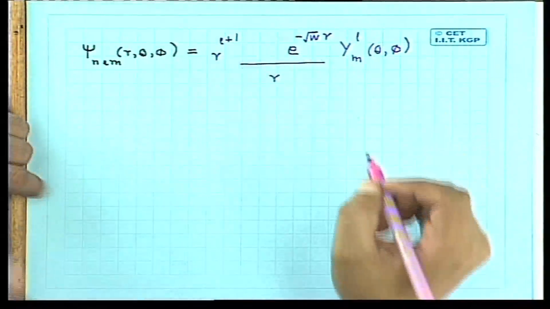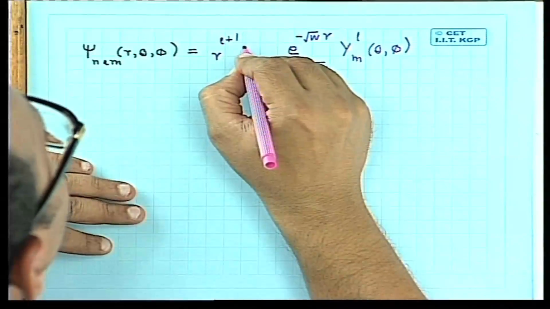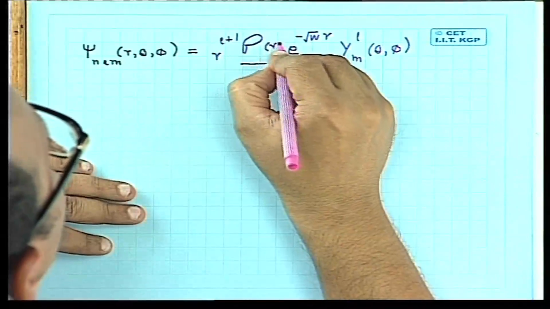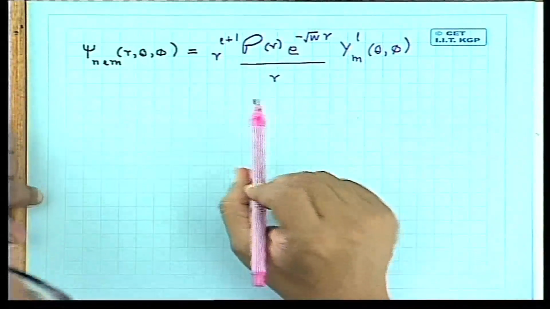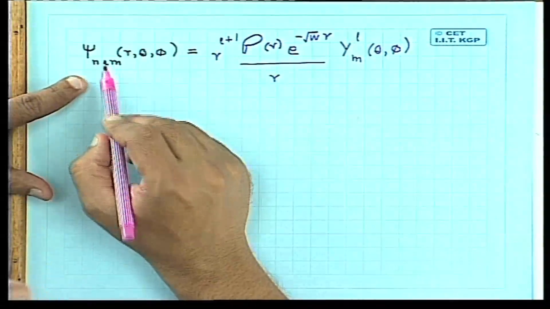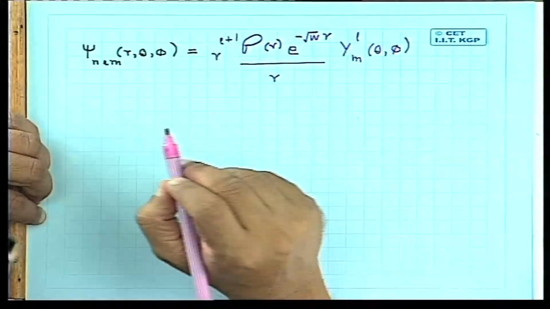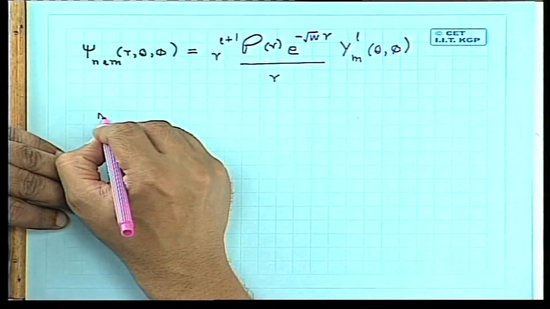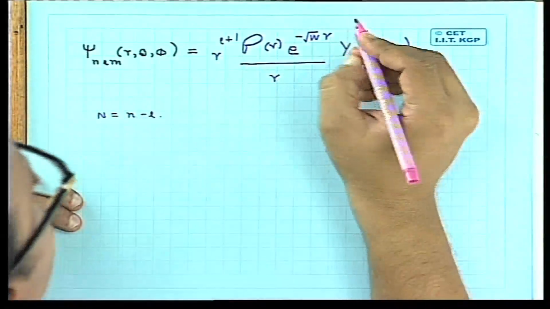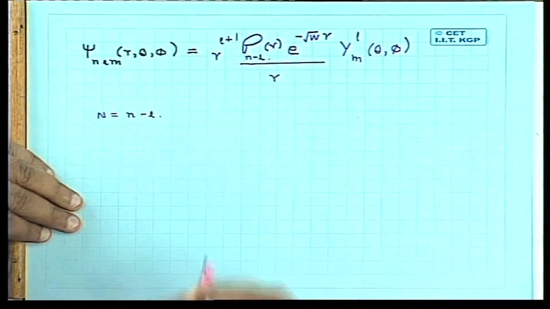So let us put some symbol for the polynomial. Let us say it is capital P, which is a function of r, and the order of the polynomial depended on the difference of L and capital N. So capital N was defined to be n minus l. So this is a function of both, or you may say it is a function of n minus l.